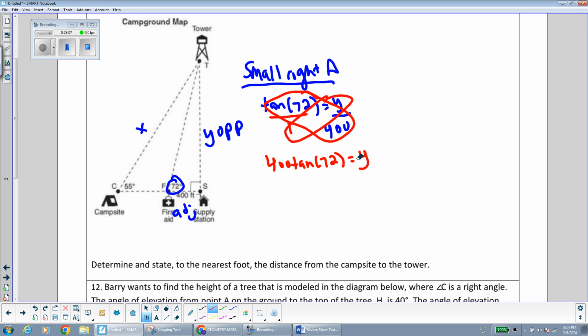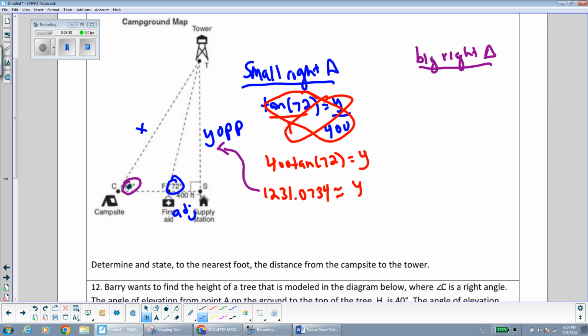I'm going to put that into my calculator, and once again, I am not going to round early. I'm going to keep a couple of decimal places so my answer doesn't get impacted. Now I'm going to set up my trig ratio for the big right triangle, now that I know another side of it. In the big right triangle, I have the 55-degree angle, I know the opposite side, and my goal is to find the hypotenuse. So that's going to be sine, opposite over hypotenuse.